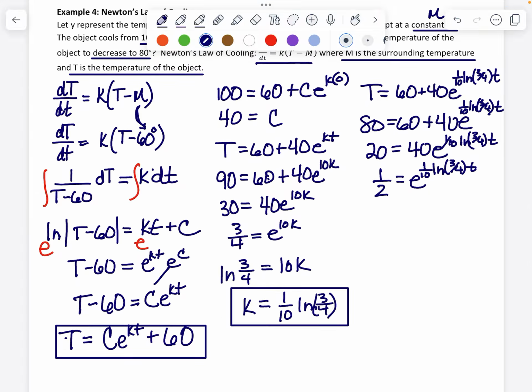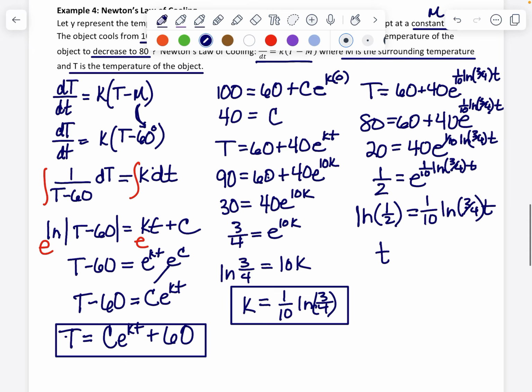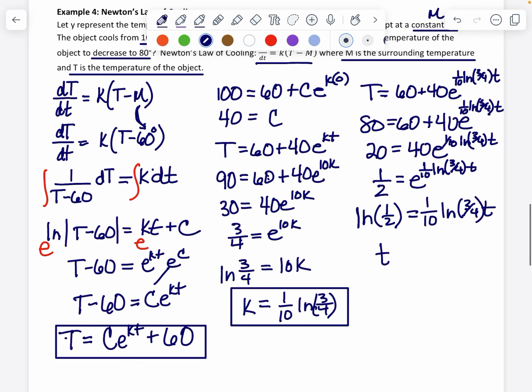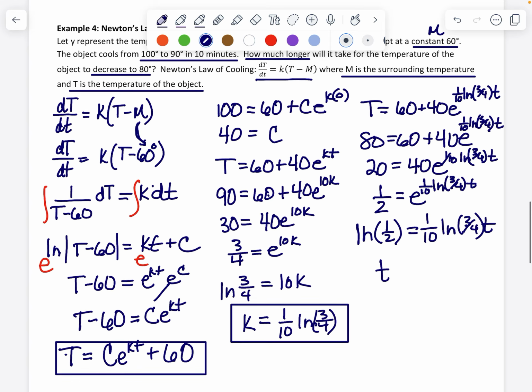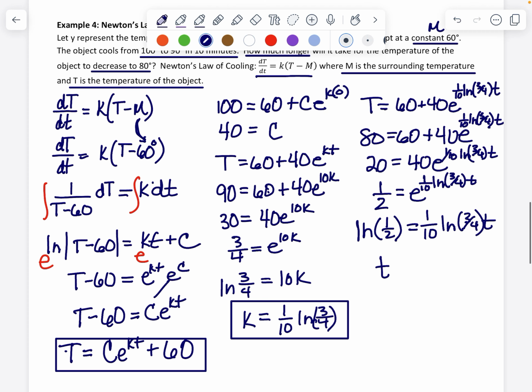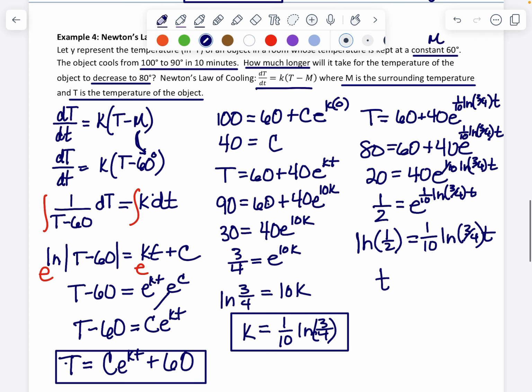Take the ln of both sides, so you get ln of 1/2 is equal to 1/10 ln of 3/4 t. We are almost there, kids. So once you do that, you're going to get the time. And remember, what are you asking for? How much longer does it take. When you do this, you're going to get an answer for t that's based on 80, right? So you have to subtract how much time you've already spent. It already takes 10 minutes to go from 100 to 90. So now you're going an additional amount, down to 80.